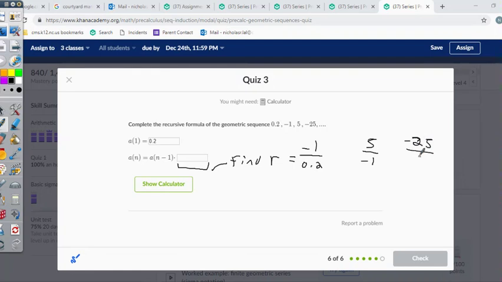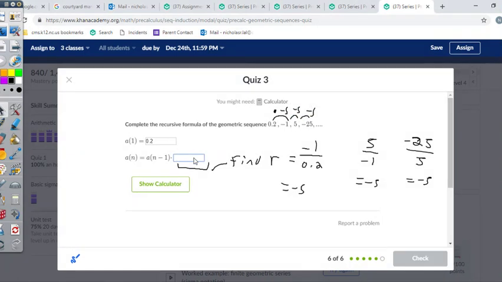negative 25 divided by 5. Hopefully we can see our common ratio is negative 5, because each time we are multiplying by negative 5. So each term is equal to the previous term times negative 5.